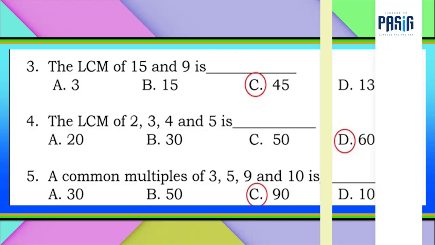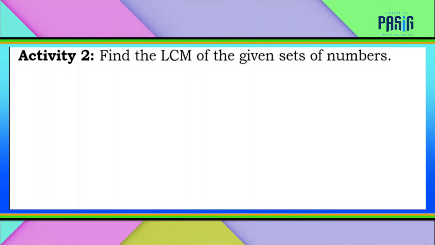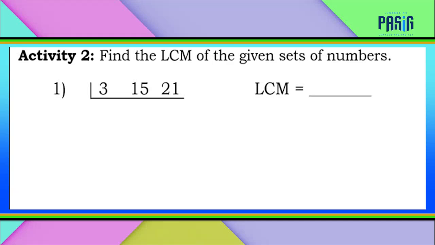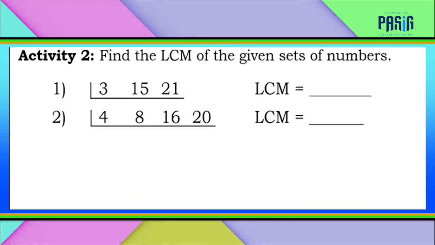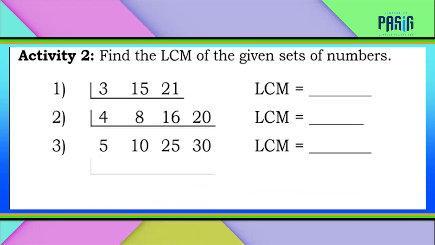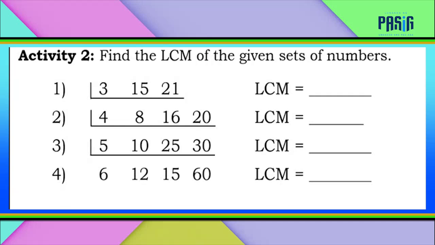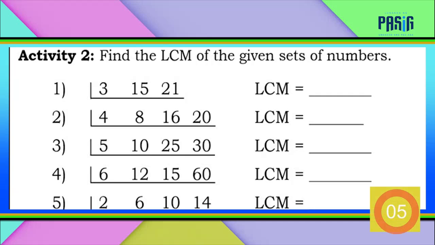Now let's move to activity number 2. Find the LCM of the given sets of numbers. Number 1, 3, 15, and 21. Number 2, 4, 18, 16, and 20. Number 3, 5, 10, 25, and 30. Number 4, 6, 12, 15, and 60. Number 5, 2, 6, 10, and 14. Actually, you can pause the video so you could have enough time to answer the activity. Okay?